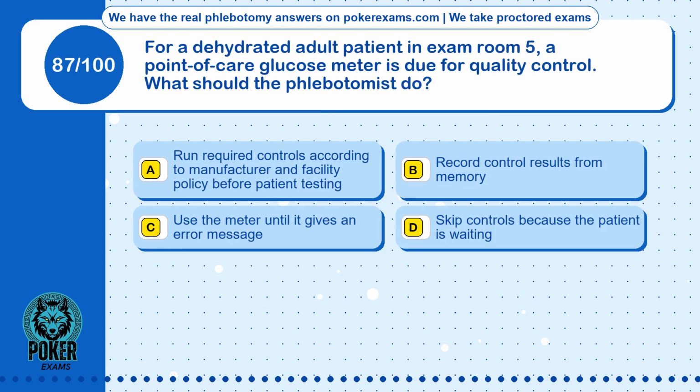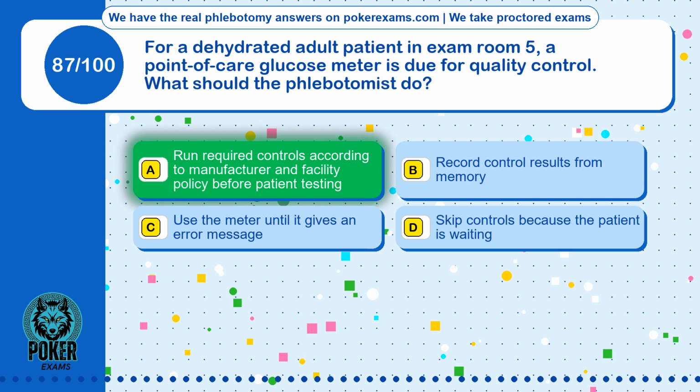Question 87. For a dehydrated adult patient in exam room 5, a point-of-care glucose meter is due for quality control. What should the phlebotomist do? Option A. Run required controls according to manufacturer and facility policy before patient testing. Option B. Record control results from memory. Option C. Use the meter until it gives an error message. Option D. Skip controls because the patient is waiting.